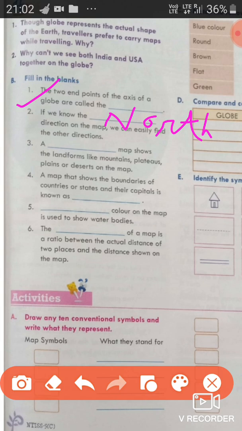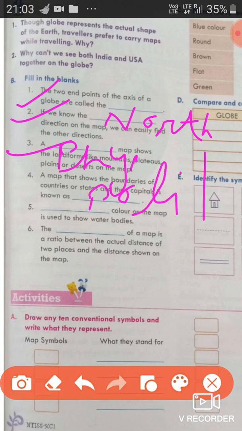Next one is a dash map shows the landforms like mountains, plateaus, plain or desert on the map. Which map shows landforms? So the physical map or political map, you will write here physical map, right? After that, a map that shows the boundaries of countries or states and their capitals is known as, which map do you call it? Political. Okay, political map.